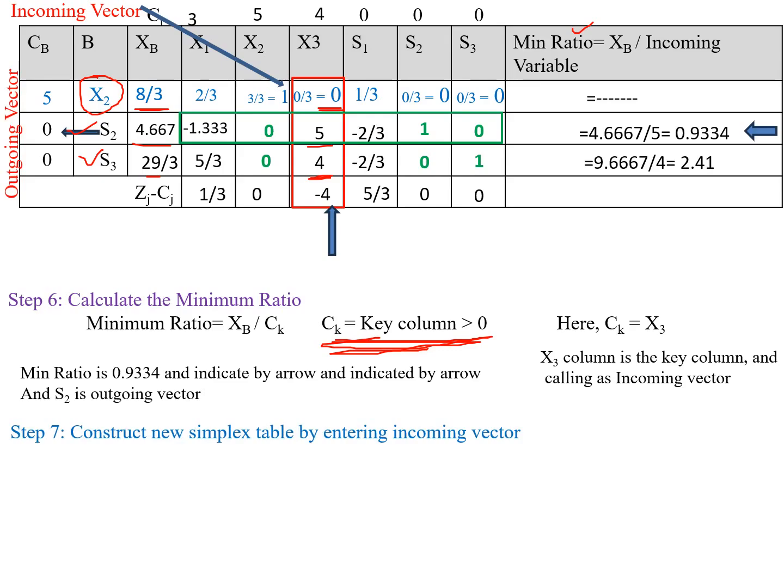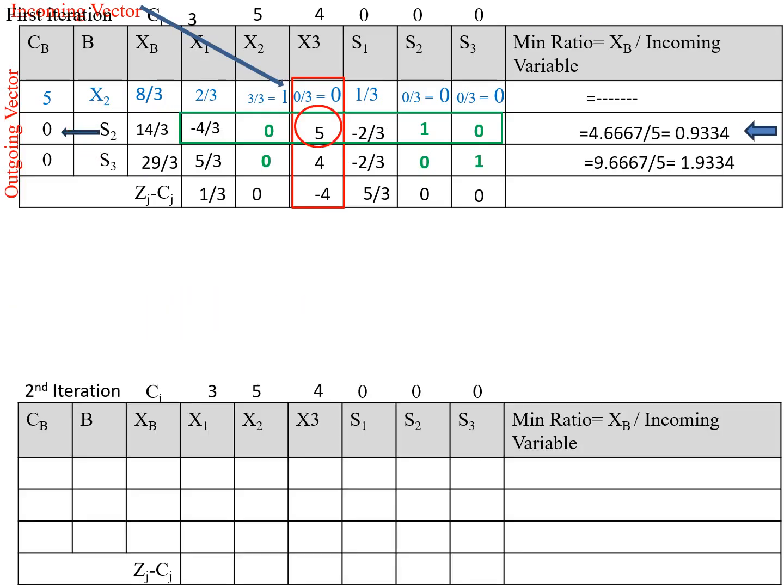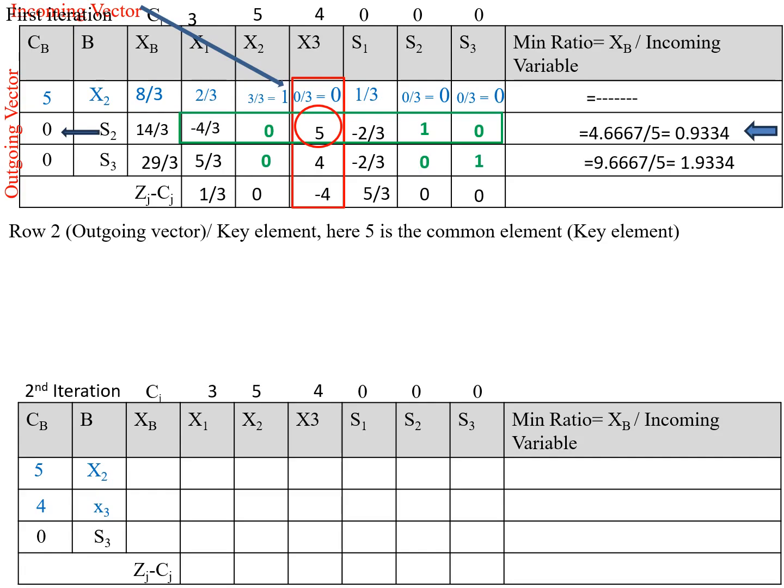Next we have to construct the new simplex table by entering the incoming vector. Next we construct the new simplex table for the second iteration. Here we are replacing the S2 variable with the X3 variable because S2 is the outgoing vector and X3 is the incoming vector. And the CB value for the X3 variable is 4.